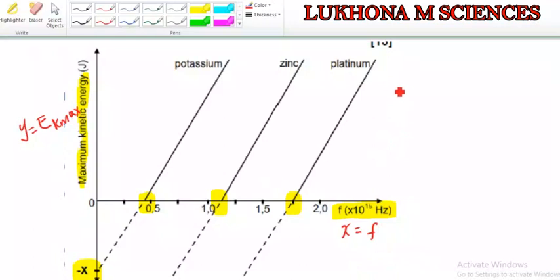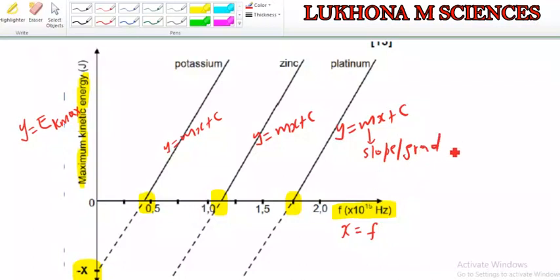Now we will remember that we have the equation of a straight line: y is equal to mx plus c. The same applies with this one, y is equal to mx plus c. You must remember that m is a slope, or a gradient. M represents the gradient, then c represents the y-intercept. Meaning that this negative x is our c for the potassium.